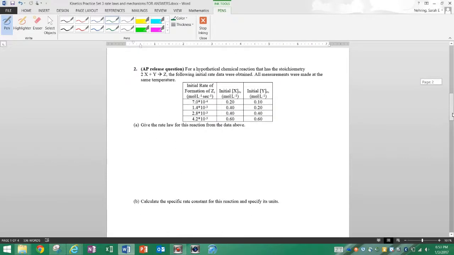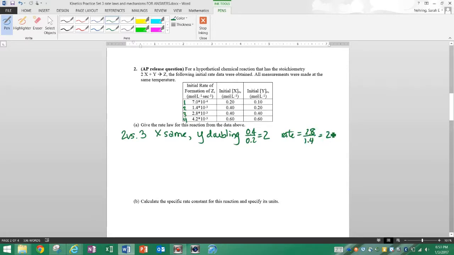Problem number 2, you're trying to figure out a rate law based on experimental data. Let's number these data sets: 1, 2, 3, 4. So let's first compare experiments 2 versus 3. If you compare 2 versus 3, notice X is staying the same, but Y is doubling. So it is going from 0.4 to 0.2, so that's doubling. And if you look at what happens to the rate, it goes from 2.8 to 1.4. So the rate also doubles.